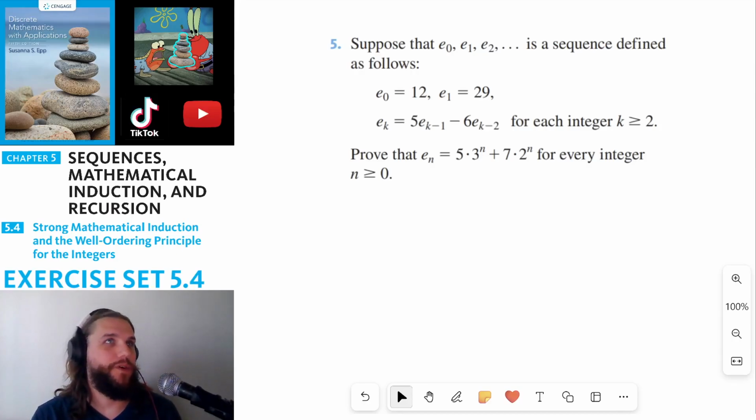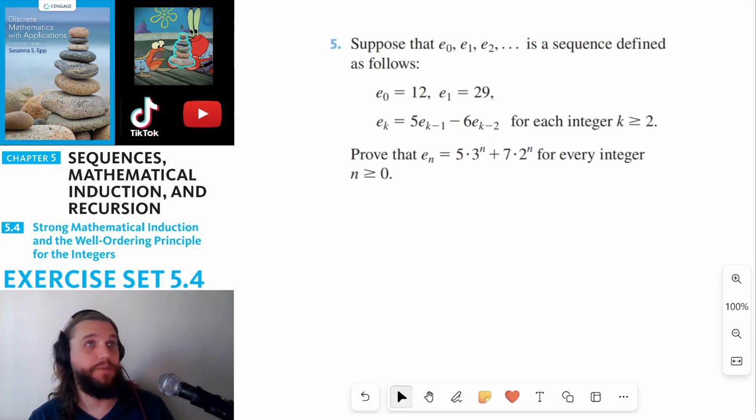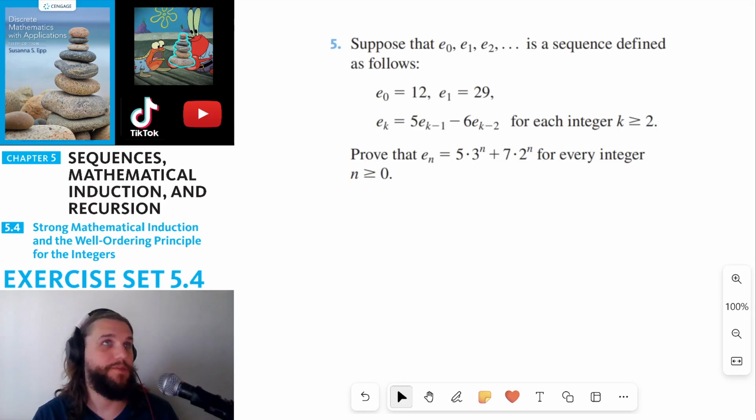Suppose that e sub 0, e sub 1, e sub 2, and so on is a sequence defined as follows. E sub 0 equals 12, e sub 1 equals 29, e sub k equals 5 times e sub k minus 1 minus 6 times e sub k minus 2 for each integer k greater than or equal to 2. Prove that e sub n equals 5 times 3 to the n plus 7 times 2 to the n for every integer n greater than or equal to 0.